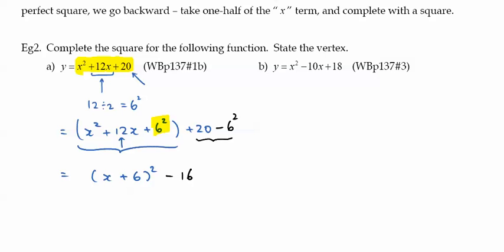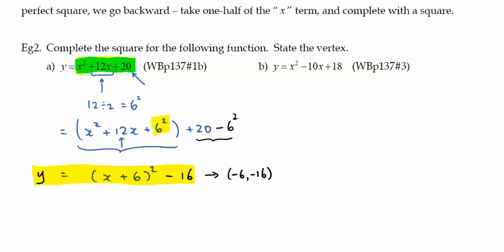And that means I'm now having a quadratic function in vertex form with its vertex at -6, -16. You can try to expand these expressions here, and hopefully, without any careless mistake, you should be able to come up with these three terms here.